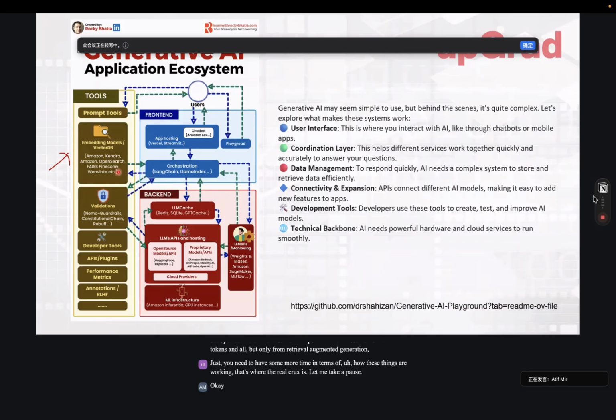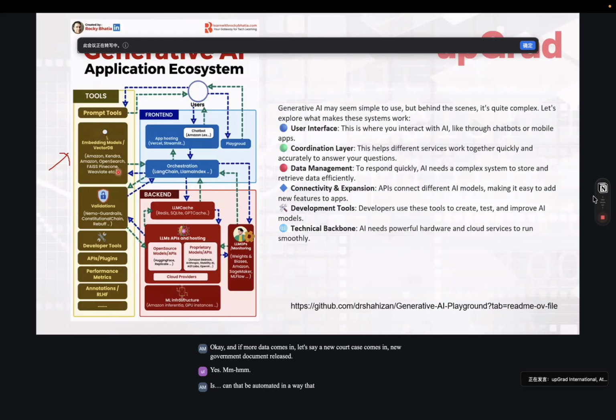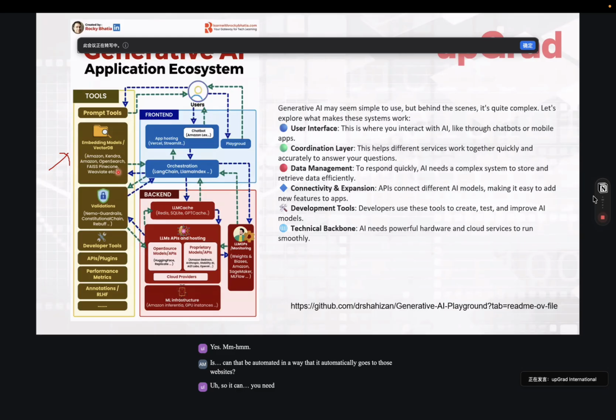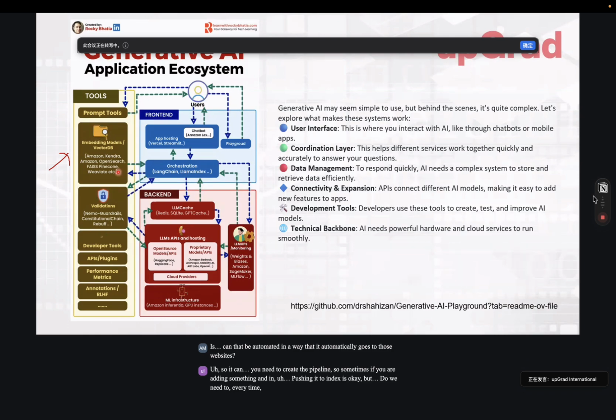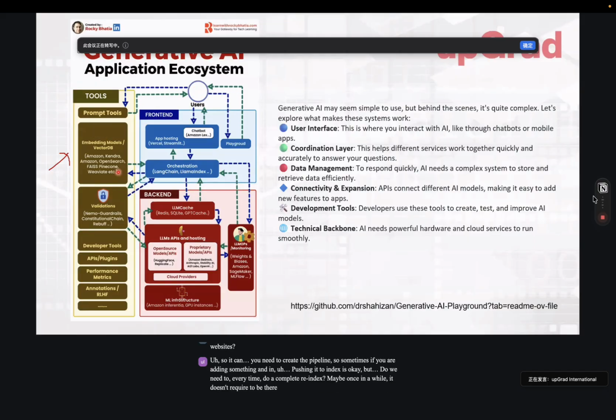Okay, and if more data comes in, let's say a new court case comes in, a new document is released, can that be automated so that it automatically goes in? Yes, it can. You need to create that pipeline. Sometimes if you are adding something and pushing it to the index, that is okay, but do we need to do a complete reindex every time? Maybe once in a while. Every time you can add something and add it to the indexing, but a complete reindex can happen once in a while. It doesn't need to be every day.